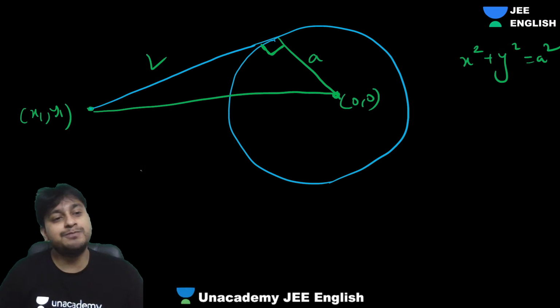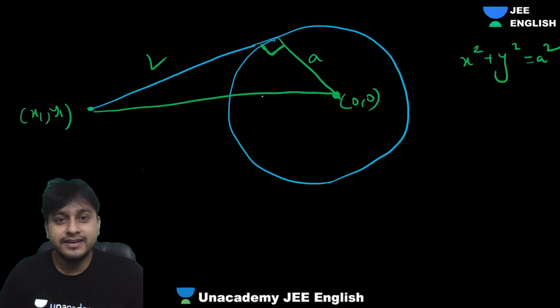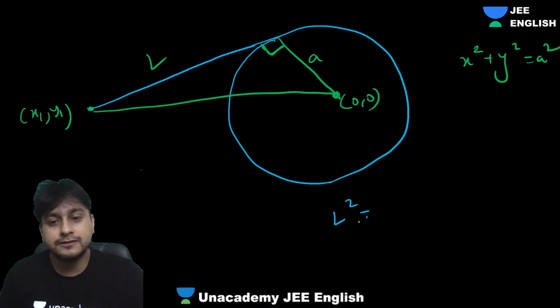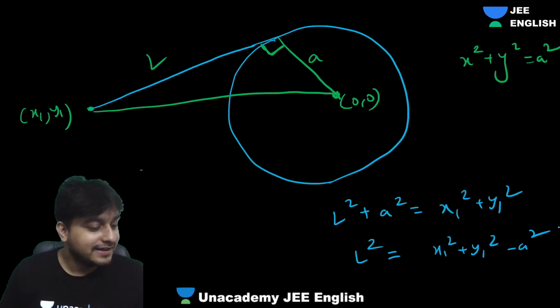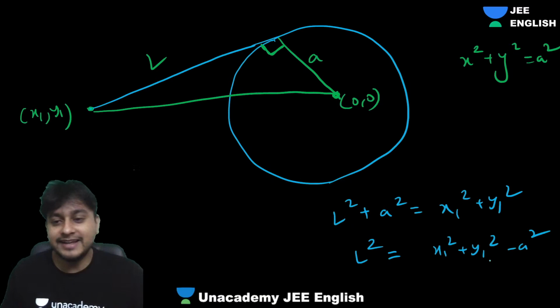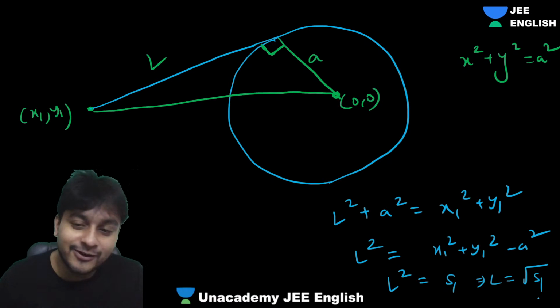Okay. Can I use Pythagoras theorem? Tell me, everyone. 90 degree. Can I say that L square plus a square is equals to what? x1 square plus y1 square. What are we getting? L square equals to what? x1 square plus y1 square minus a square. What is this, everyone? Can I say this is S1? L square is coming as S1 implies length of tangent is root of S1. Understood, everyone? Understood the concept?